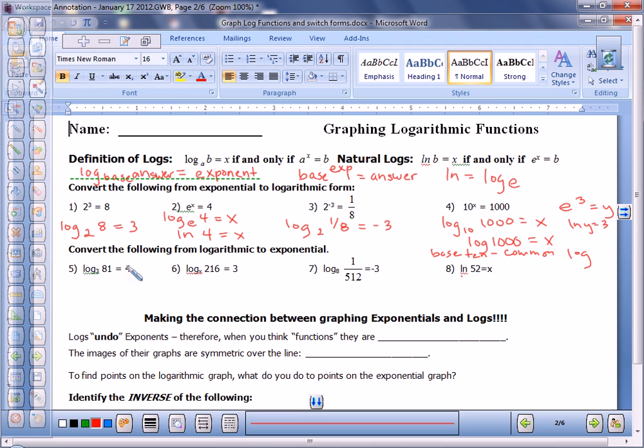All right. Now let's go the other way. If you're given logarithmic form, can you rewrite it in exponential form? All right, look at number 5. What is your base in number 5? 3. What is your exponent? 4. 81. Good. That's not 81. There we go. Okay, you try 6 and 7.